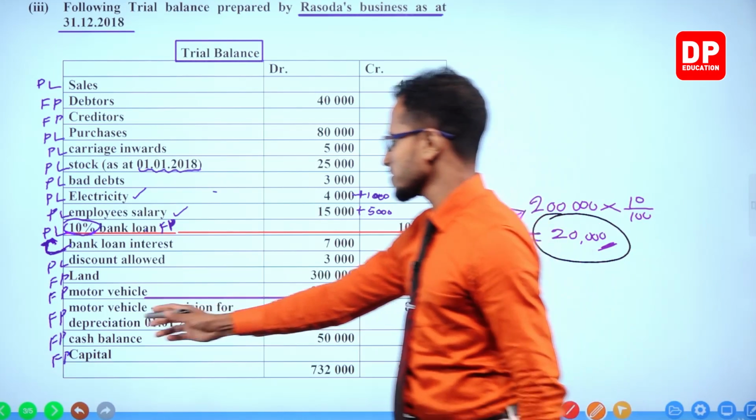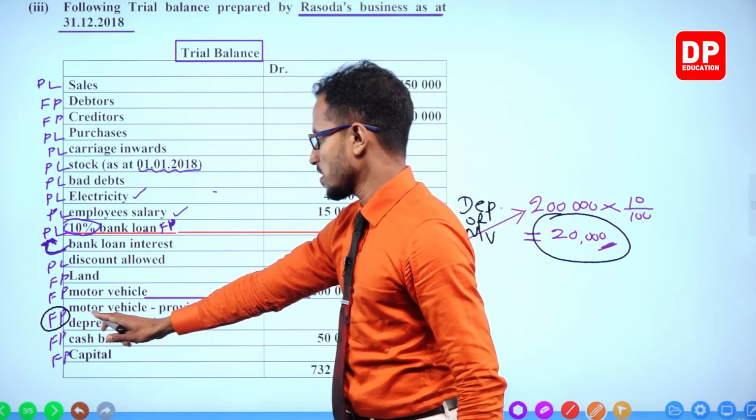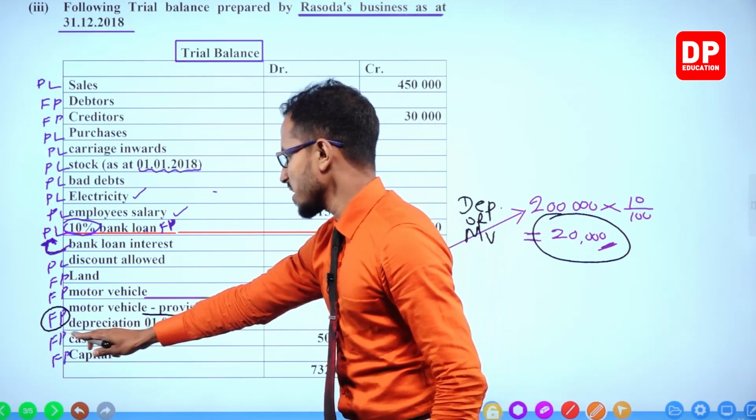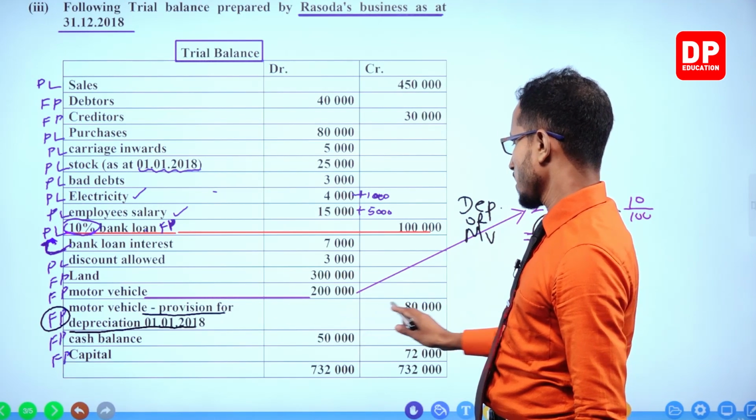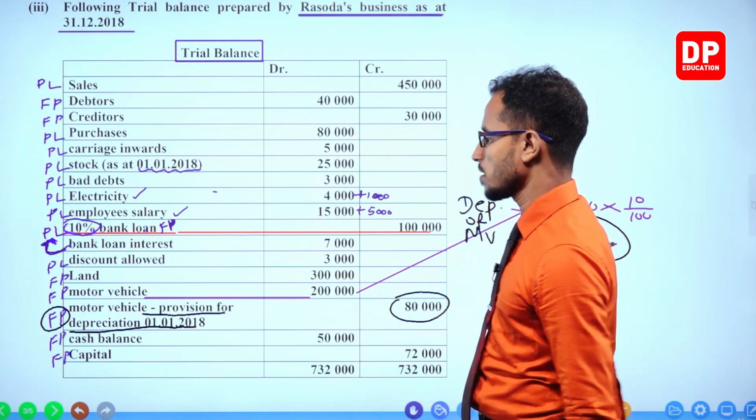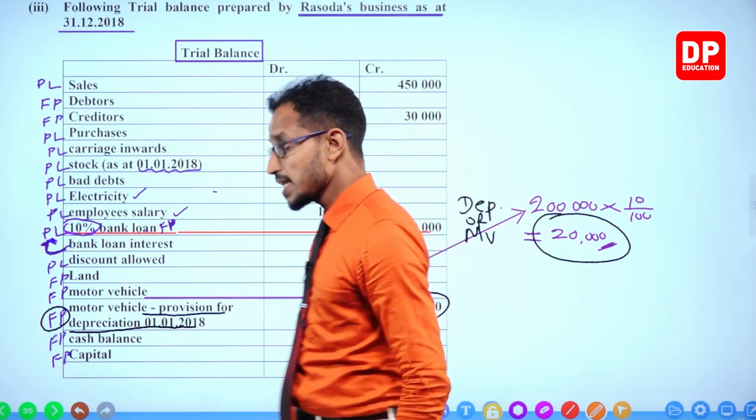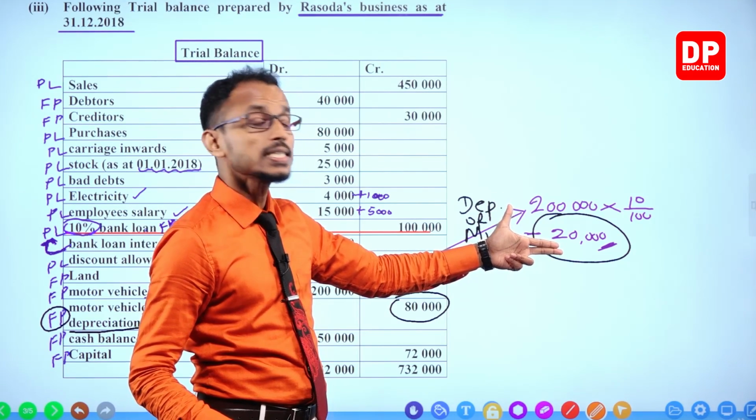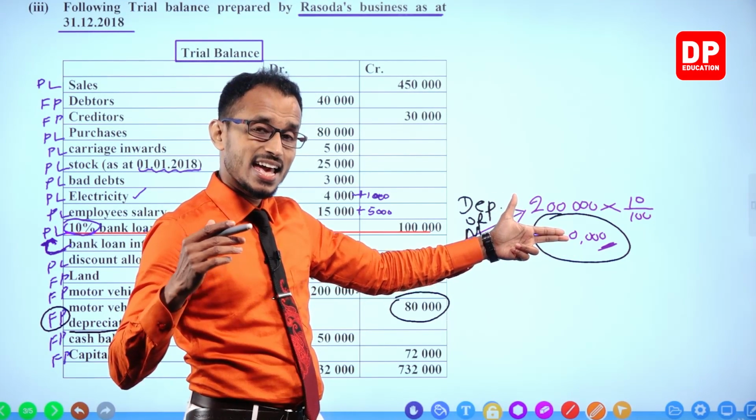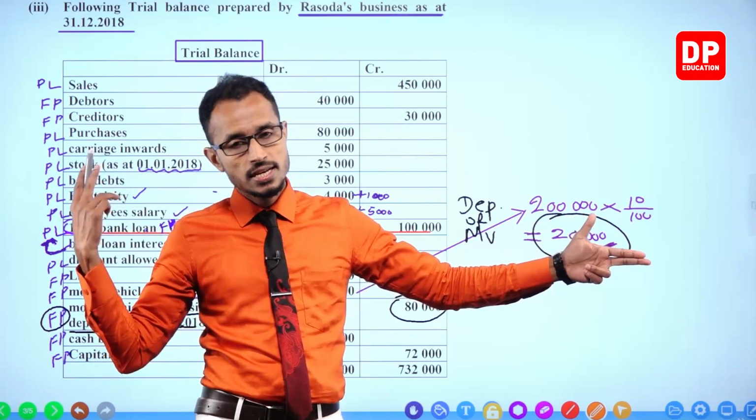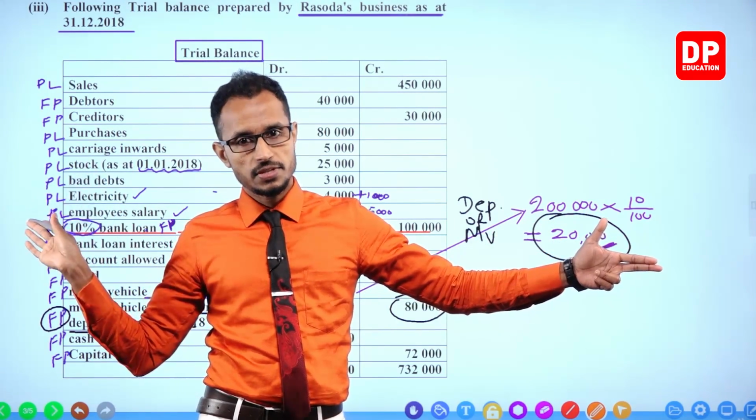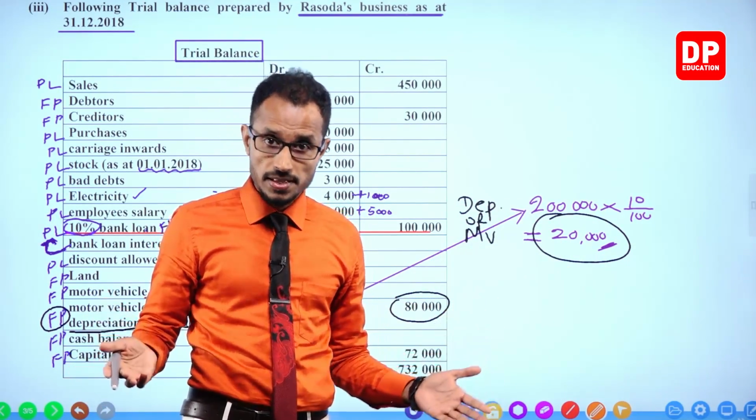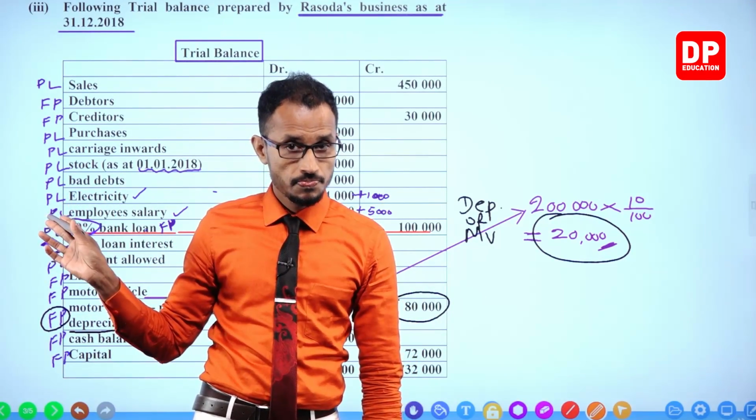In the trial balance, it is given. It should go to the SOFP, motor vehicle provision for depreciation, 80,000 is here. Okay. First, let's enter the expense 20,000 for this year in distribution expenses of the profit or loss statement. This 20,000 is an expense. Expenses go to the profit or loss statement.